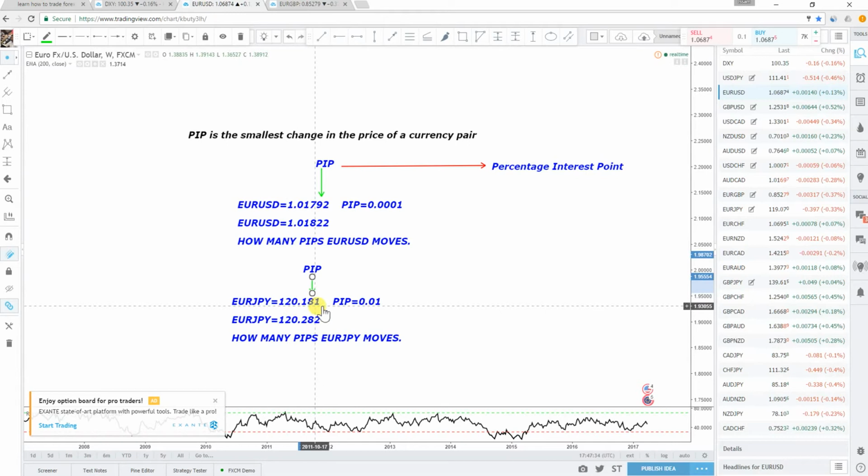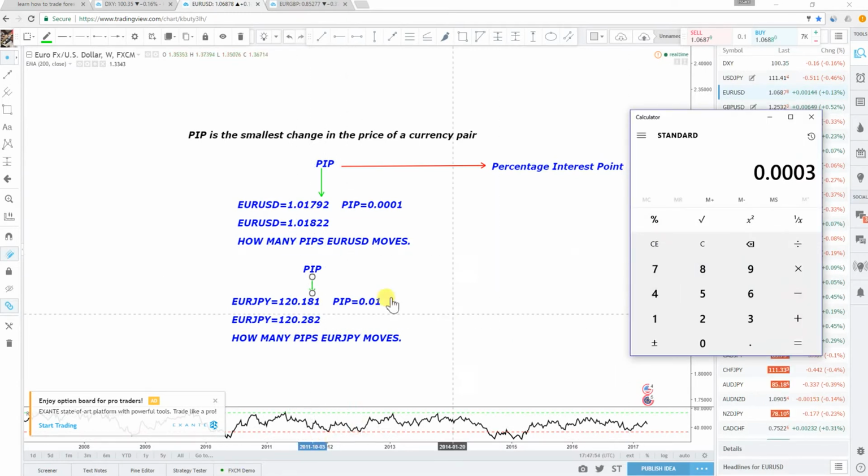To explain this also, I give this example. If the market of euro Japanese yen moves from this price 120 to this price, how many pips does the market move? You can count it without using a calculator, but I will use it for the sake of explanation. So I will subtract this from this.